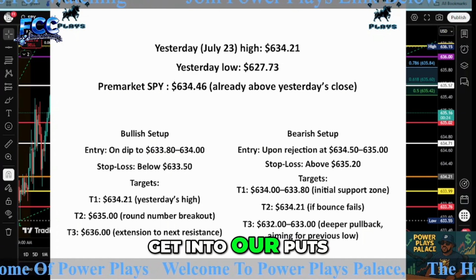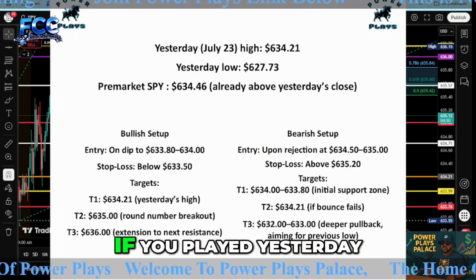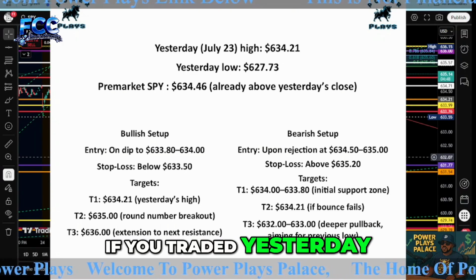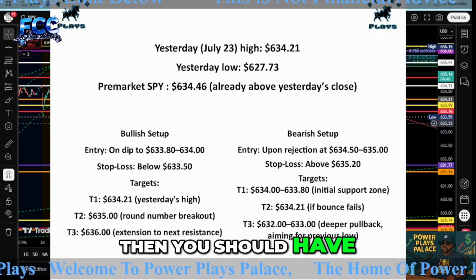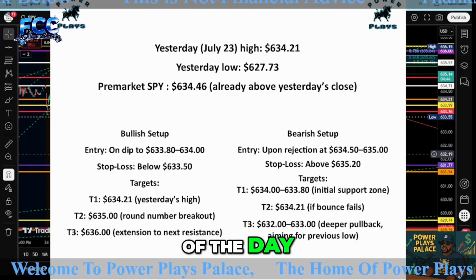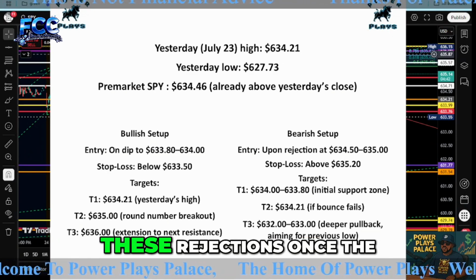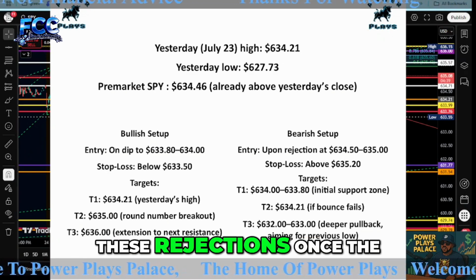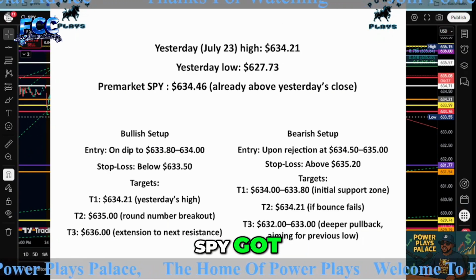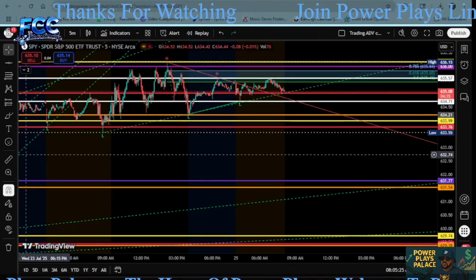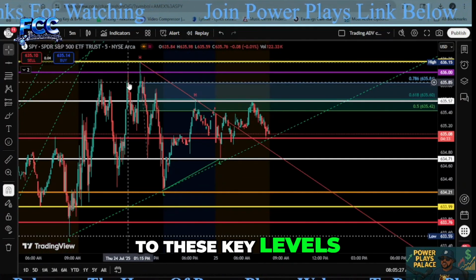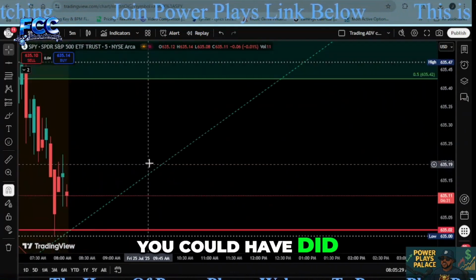What we didn't get yesterday, we didn't get to get into our puts. So if you played yesterday, if you traded yesterday, then you should have been in calls most of the day or playing off of these rejections once the SPY got to these key levels and bounced off. You could have done some quick scalping.